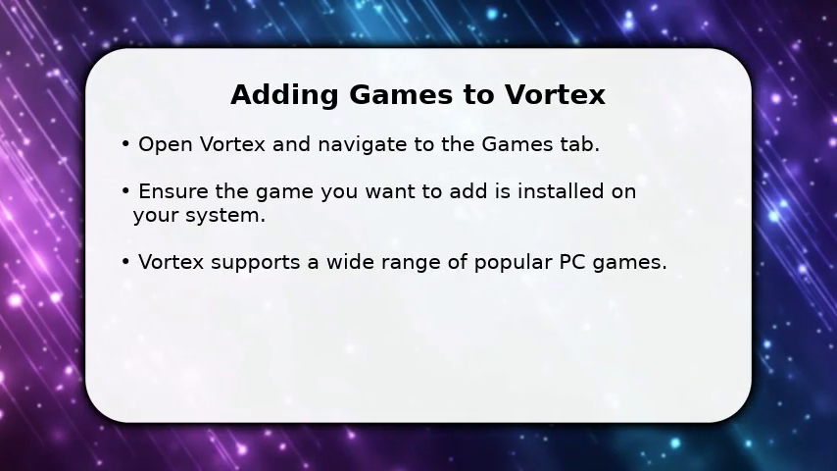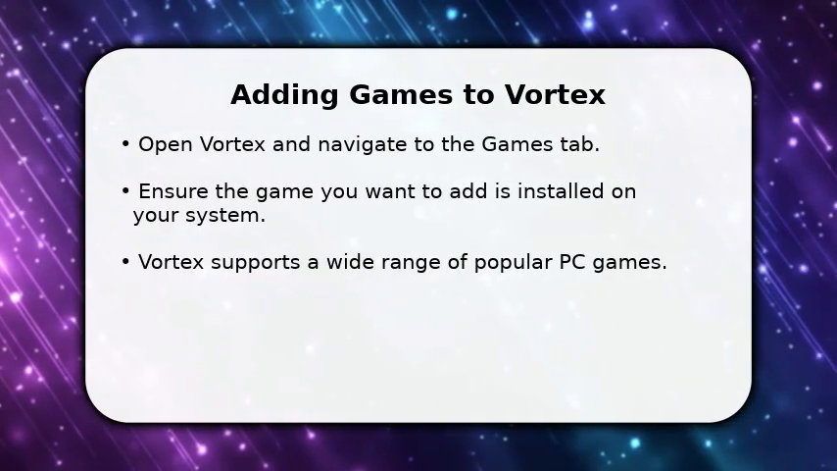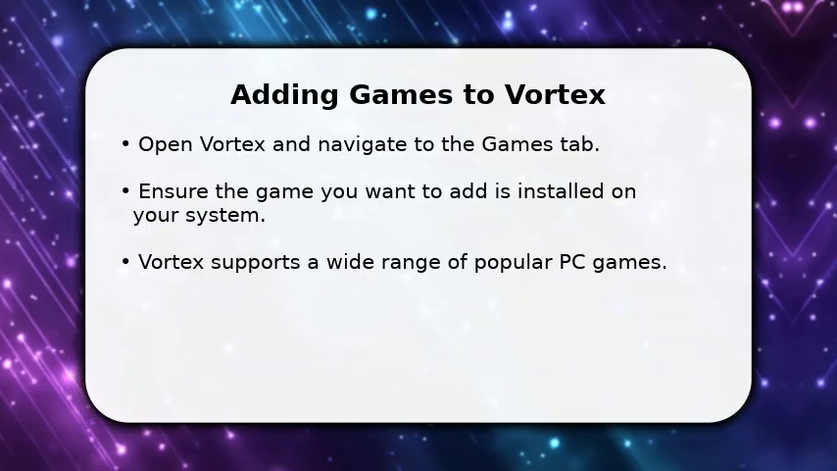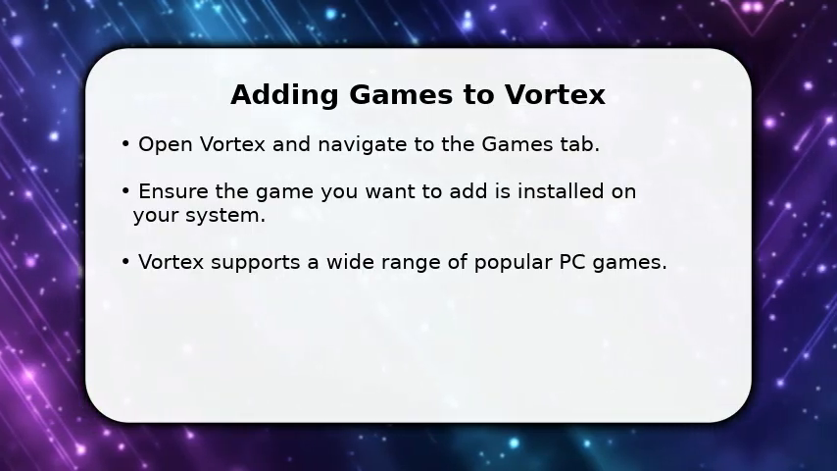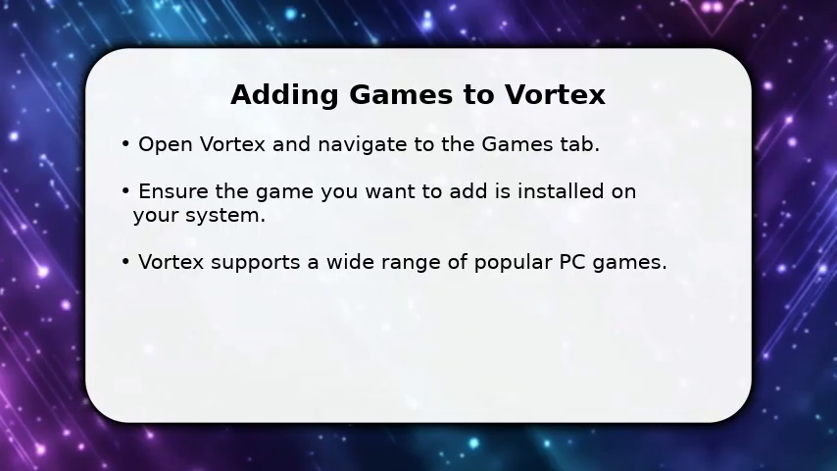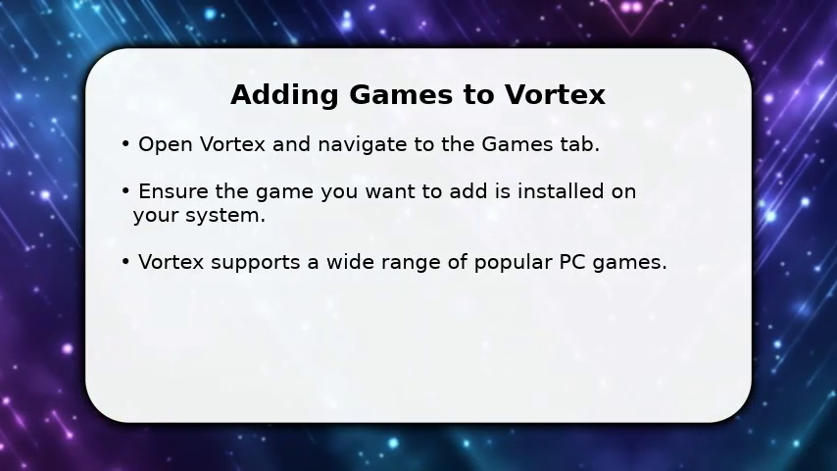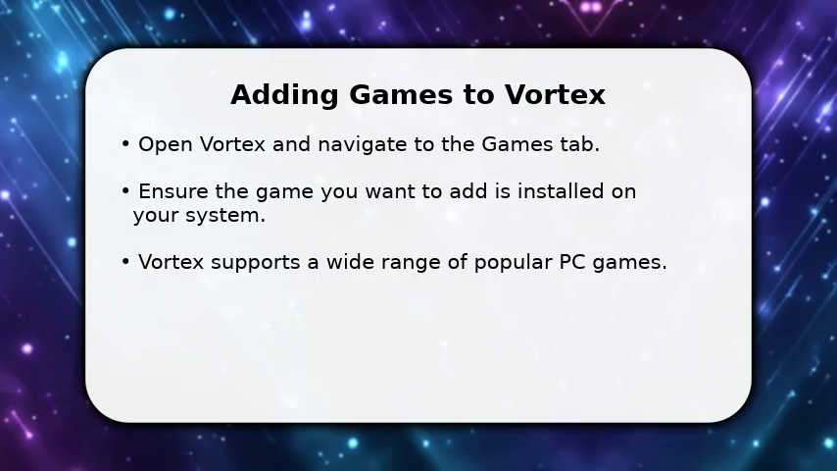In this video, I will explain how to add games in Vortex. First, launch the Vortex application on your computer. Once it's open, look for the Games section on the left-hand menu. Click on this to view your current game library. This is your central hub for managing all your modded titles.